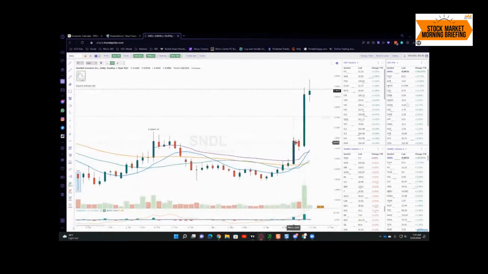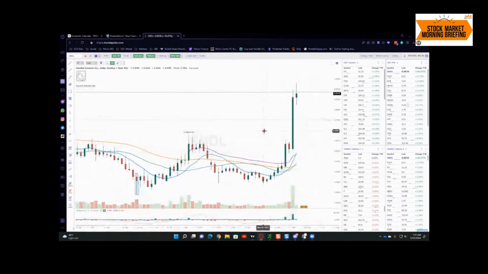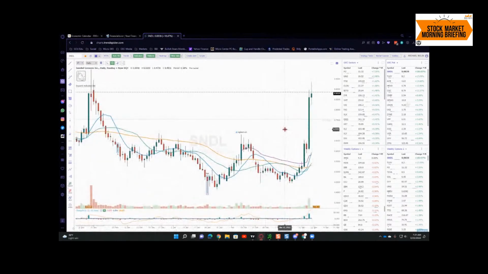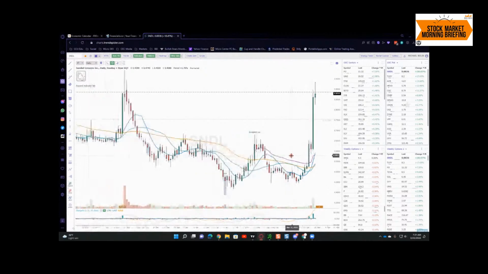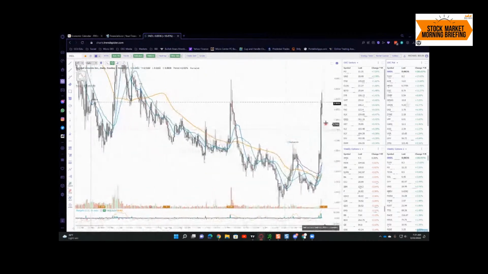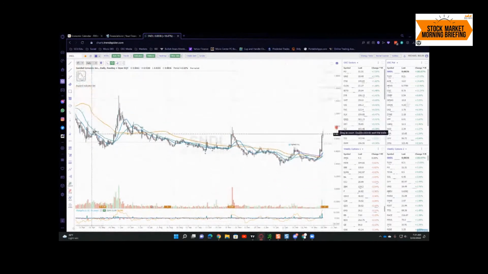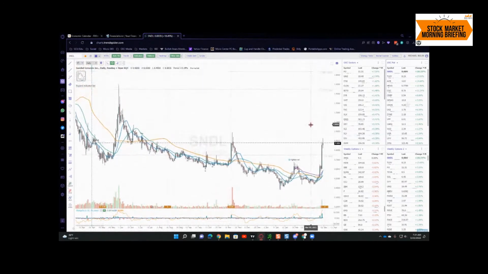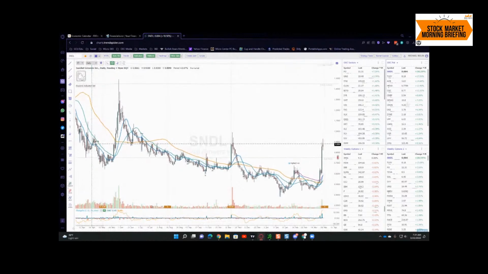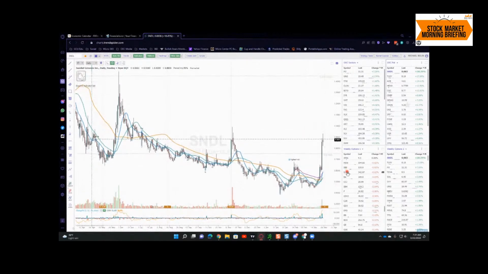SNDL up over 18%, just 18 and a half. That's an absolutely phenomenal move. When we start to zoom out though and put it in a little bit of context, we start to see this as a really beautiful reversal opportunity. And it's also a really cheap name.